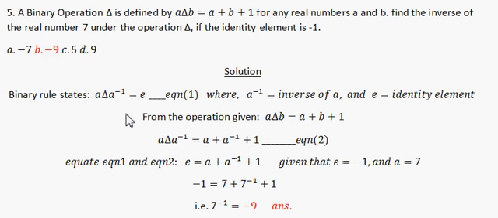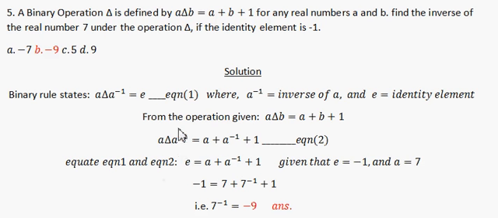So let's continue. From the operation given in the question, A * B = A + B + 1. And all we need to do now is take the left hand side of our binary law equation and operate it according to the operation given in the question. So all we need to do is now say A + A inverse + 1. We simply replaced B with A inverse. Then this expression, we are going to label it as our equation 2.